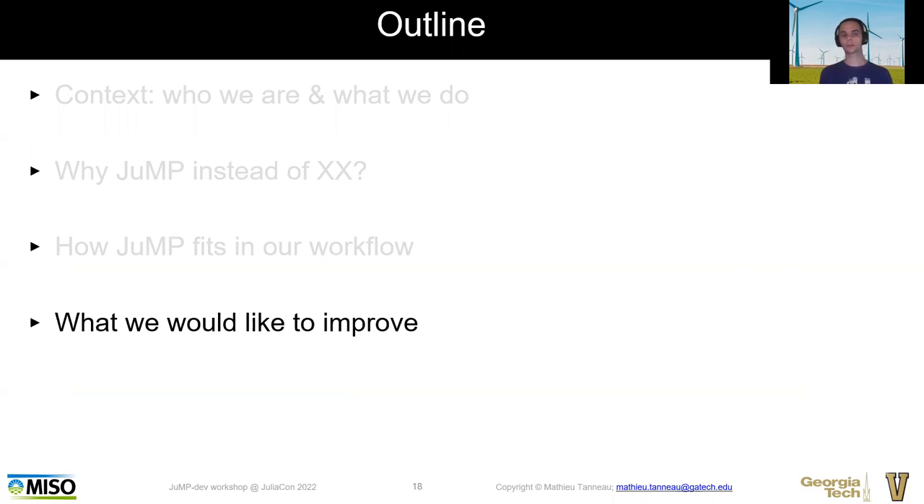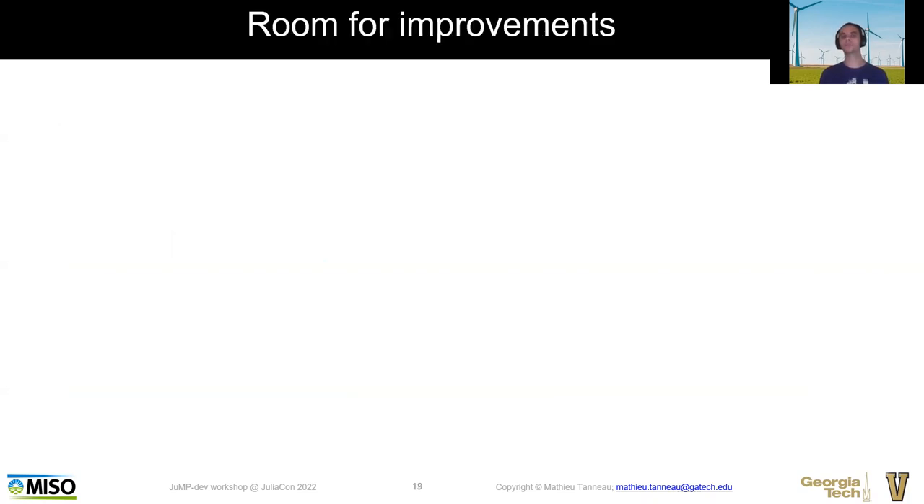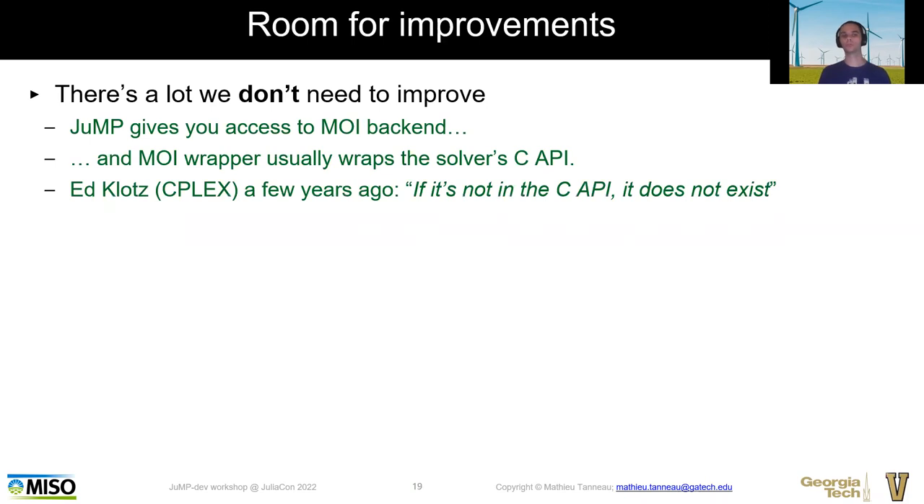That being said, there are a few things that we would like to improve within the JuMP code. However, I do want to start with what we don't need to improve, because there's actually a lot of things that we can already do in JuMP, even though it's not directly exposed in JuMP. Whenever you work with a JuMP model, you can access the MOI backend, which very often is going to be a wrapper over the solver's C API. As one of the CPLEX developers told me at a workshop a few years ago, if a feature is not in the C API, it doesn't exist.